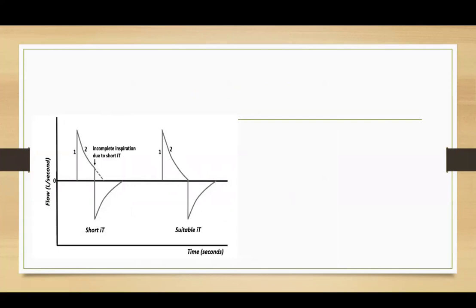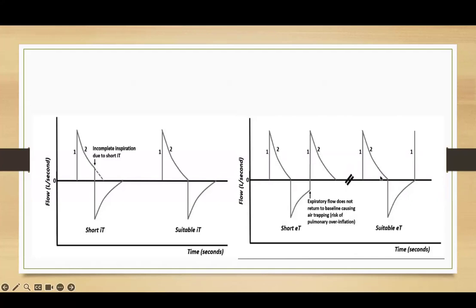So this curve is very important to know the adequacy of TI and TE. If we have set a short TI, you will see that before the inspiration comes to the baseline, the expiration will start. This indicates that the TI is very short. Similarly, if there is air trapping or the expiration time is less, the inspiration will start before the expiration comes to the baseline.